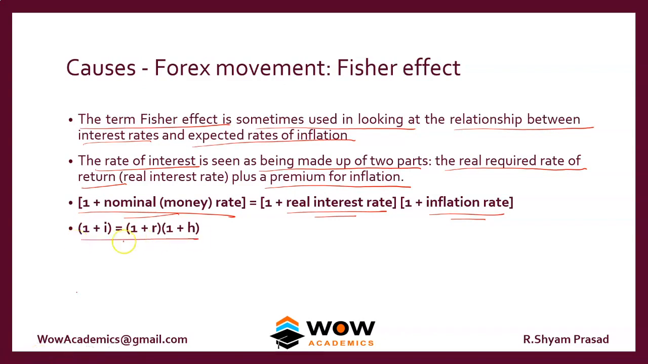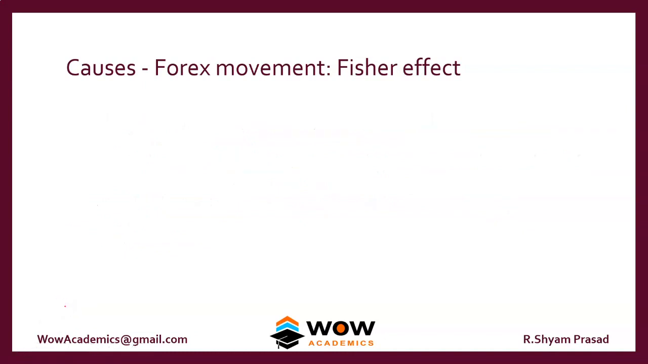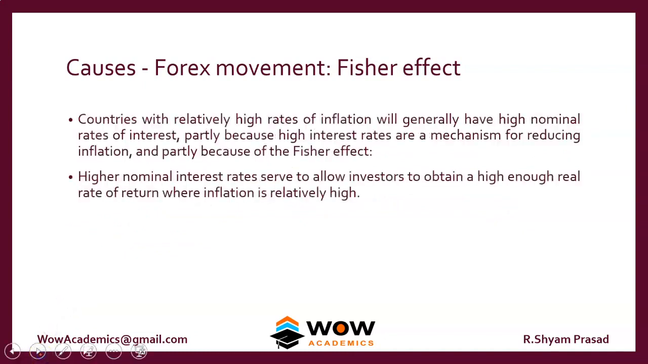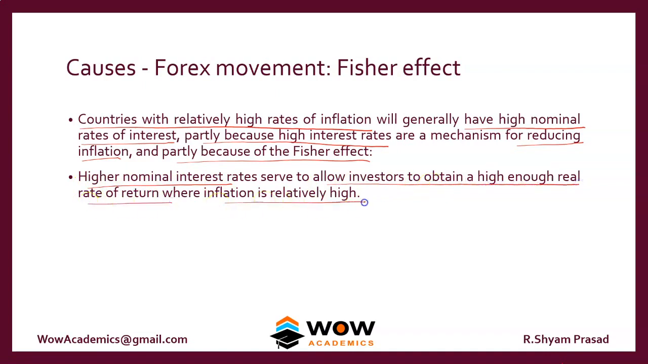So this is the formula which Fisher says. Countries with relatively high rates of inflation will generally have high nominal rates of interest, partly because high interest rates are a mechanism for reducing inflation and partly because of the Fisher effect. Higher nominal interest rates serve to allow investors to obtain a high enough real rate of return where inflation is relatively high. So we can put it like this.